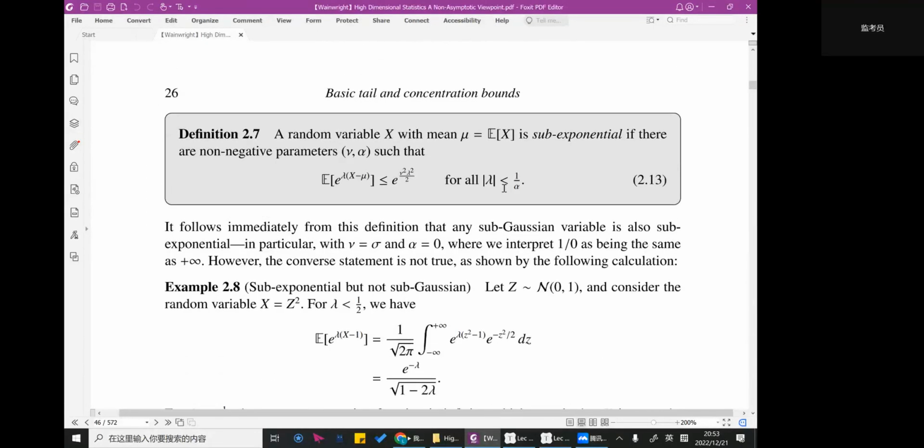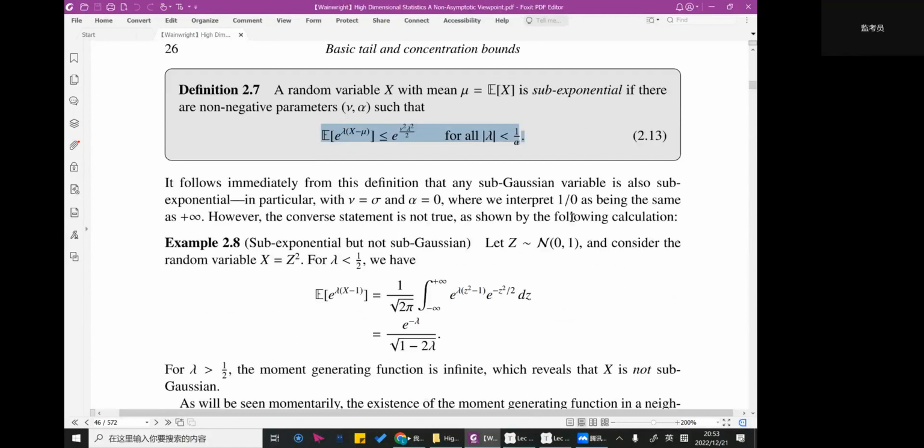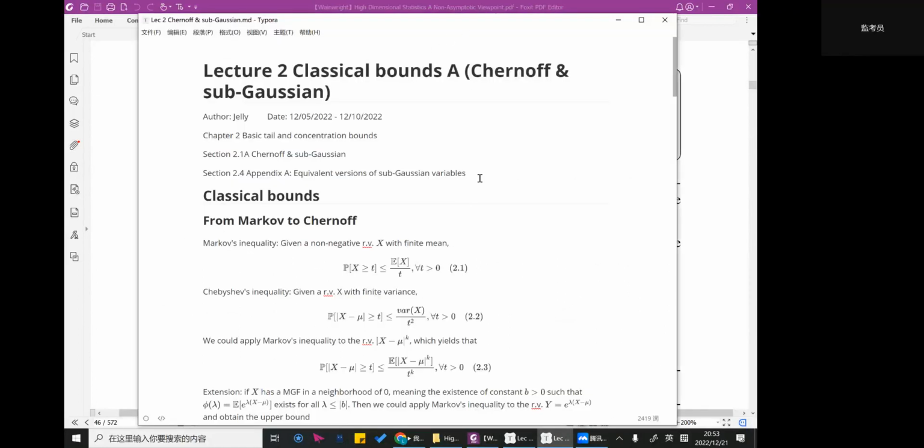So the definition looks like this. We name a random variable with finite mean a sub-exponential variable if there exist non-negative parameters mu and alpha such that this is satisfied. We can compare this condition with that of sub-Gaussian here.